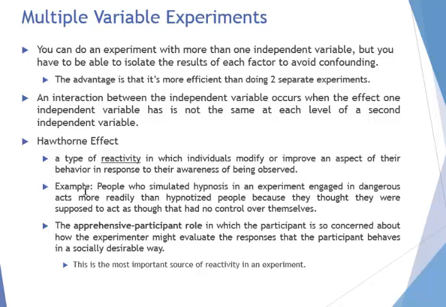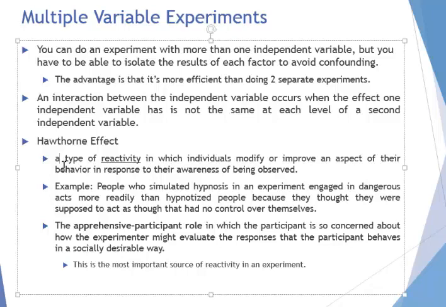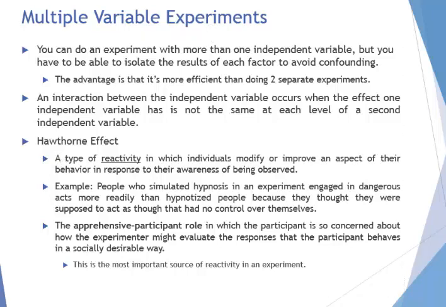Now, the rest of the chapter deals with certain issues regarding the participants themselves, and the first issue is the Hawthorne effect. This is a type of reactivity in which individuals modify or improve their behavior in response to the awareness that they're being observed. In other words, if people know that they're in an experiment to determine whether something quenches their thirst or whatever it is, there's a natural inclination to try to cooperate and to maybe even pretend that something is quenching your thirst when it's really not.